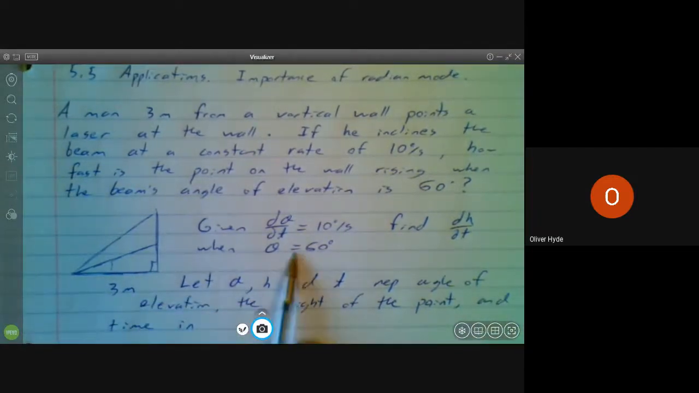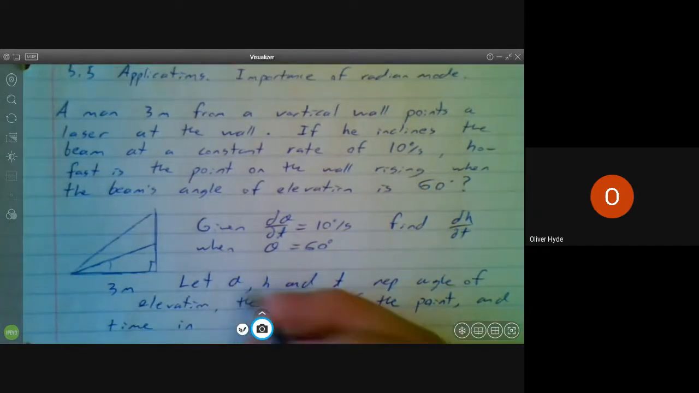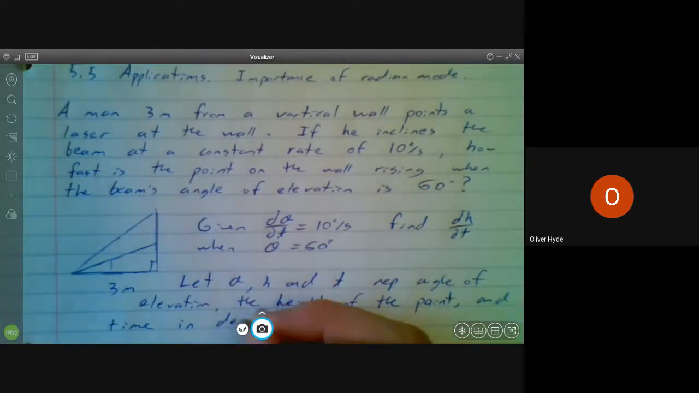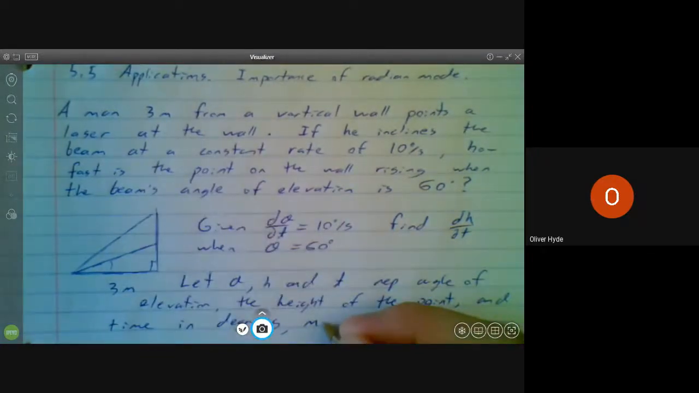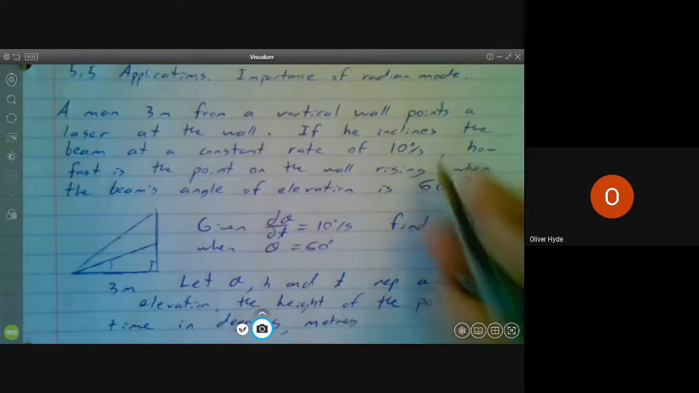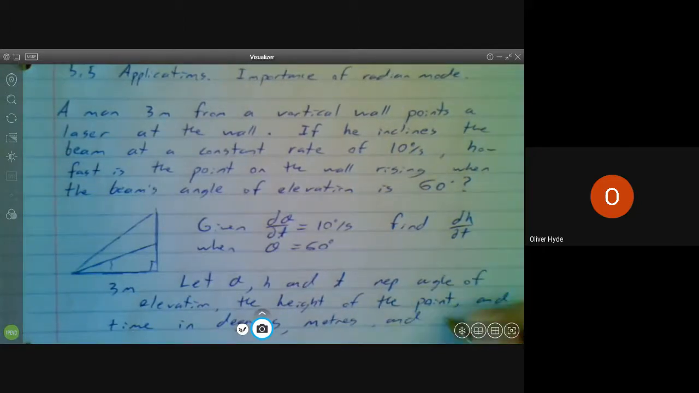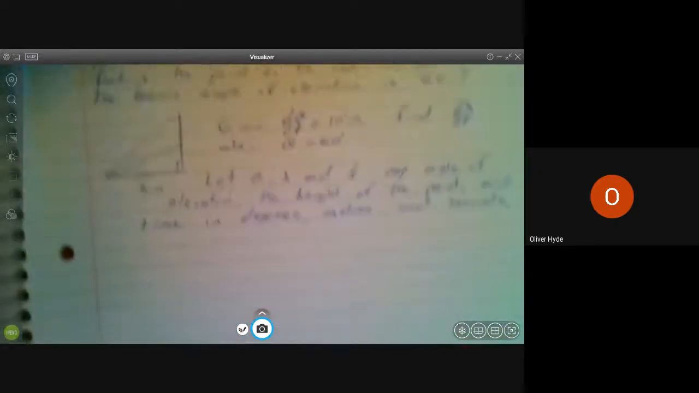And the question gives me the rate in degrees per second, and it gives me the angle in degrees. So I'm going to choose to let θ be in degrees. In degrees, h is in meters, I believe. Meters. And time is in seconds. Okay. And we'll see how this works, or how it doesn't work.